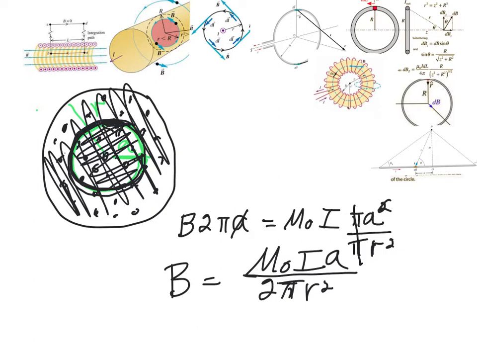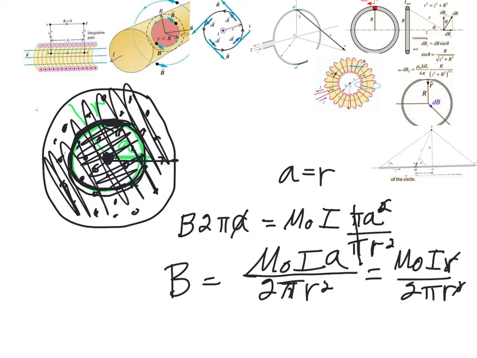And if a goes to 0, B goes to 0, which makes sense because over at the center of the wire, the field should be 0 at the center. And as we go out, the field gets bigger. And if a equals r, then the result becomes mu naught I r over 2 pi r squared, so one of the r's cancels, and you have mu naught I over 2 pi r. That's good. That gives us back the same result that we know for the field outside a wire at the surface of the wire.